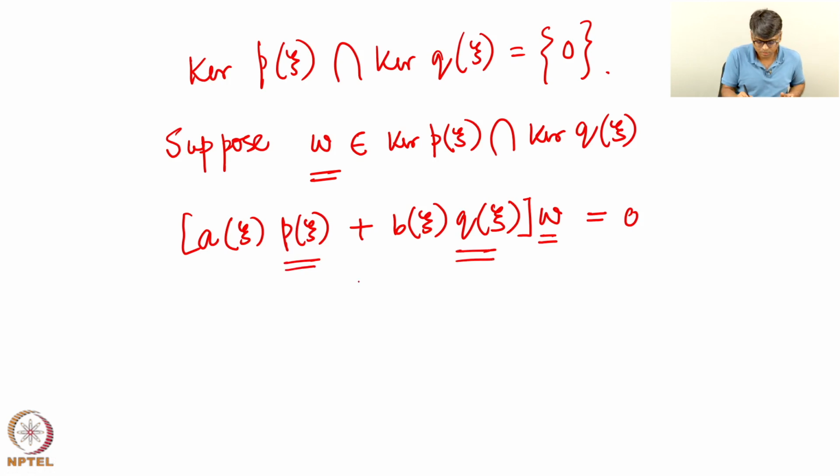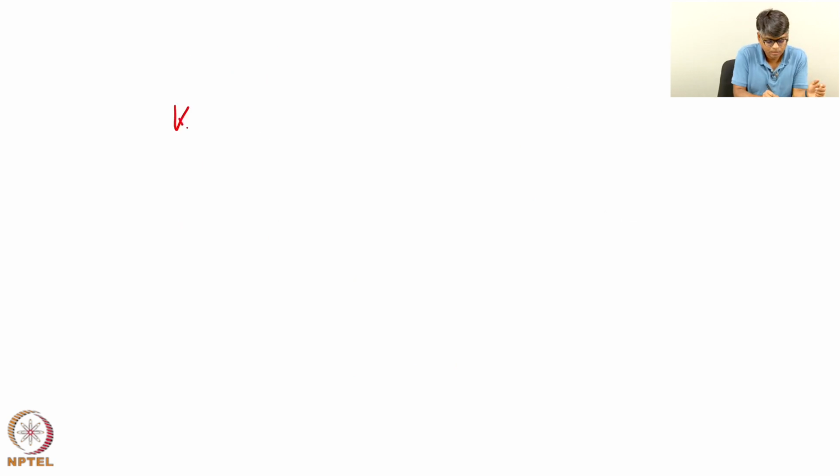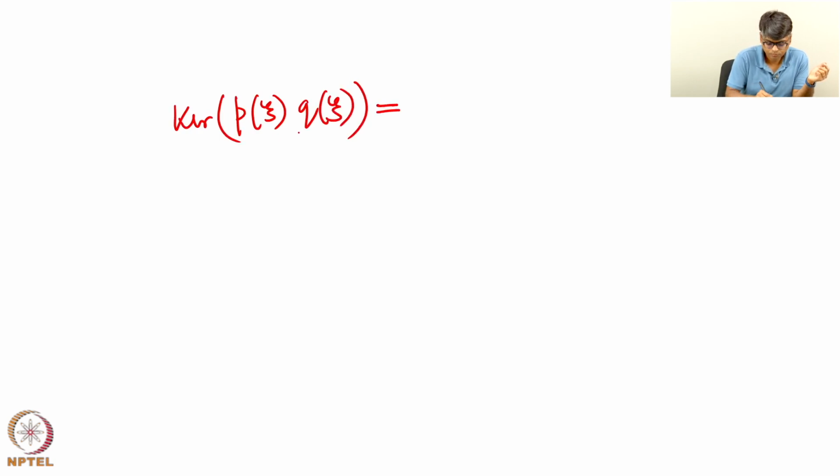You see why? Because this is the identity, this is 1. This implies 1 times W, which is of course W, is equal to 0. So you assume that W is in this intersection and you infer that then W must be 0. So that means this intersection must necessarily be just the 0 trajectory. So we have the kernel of the product P(ξ)Q(ξ) is equal to the kernel of P(ξ) direct sum the kernel of Q(ξ).